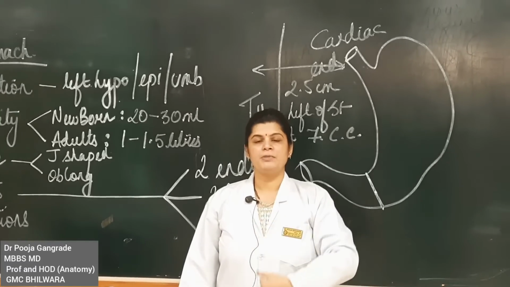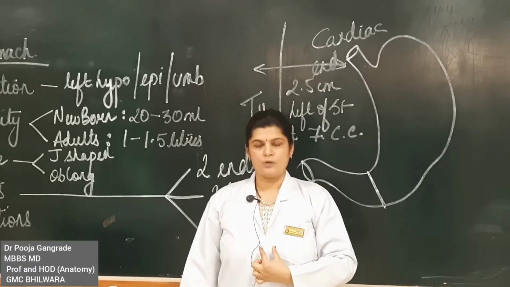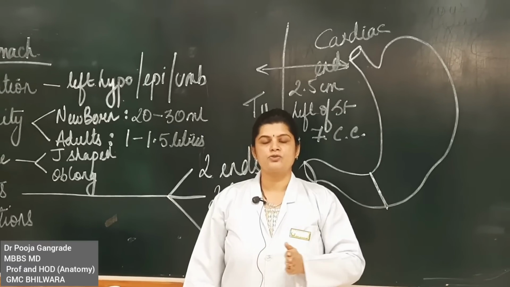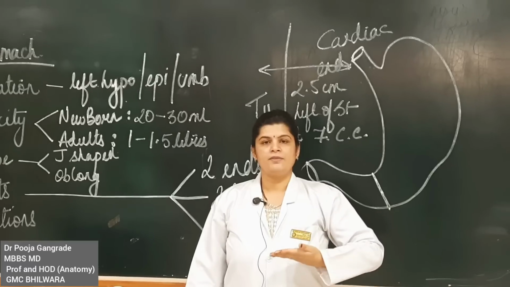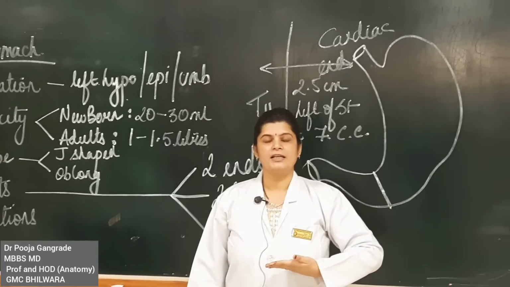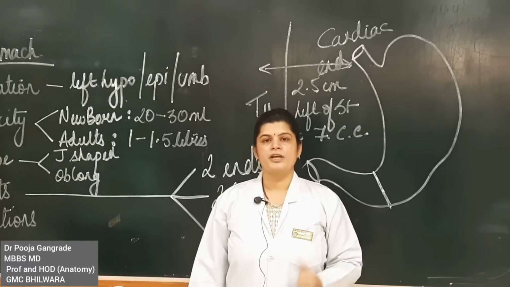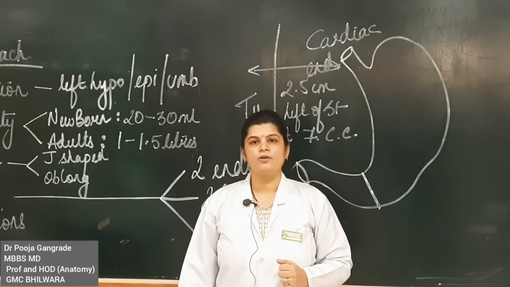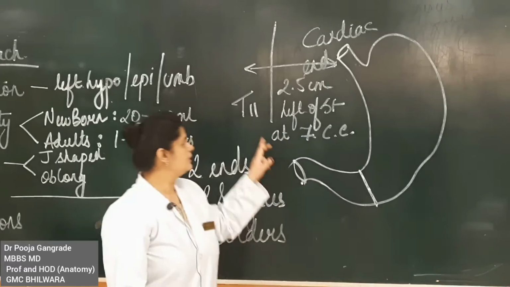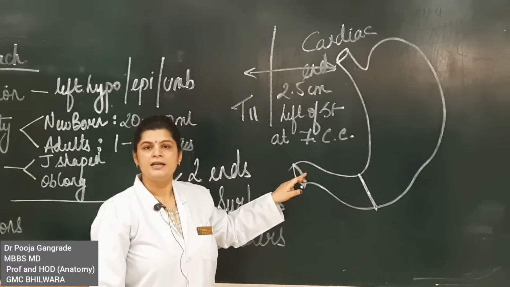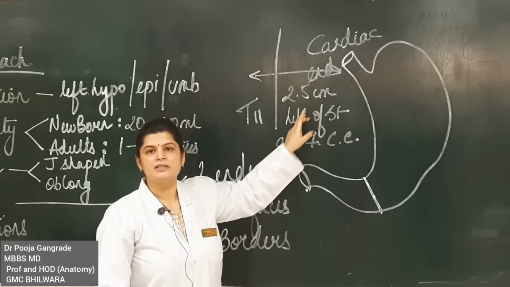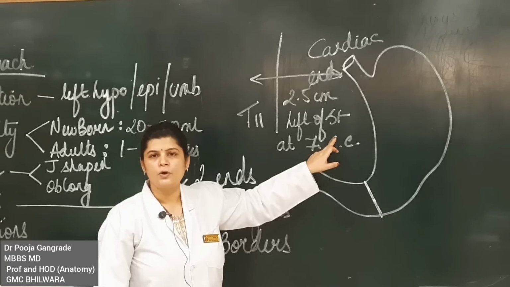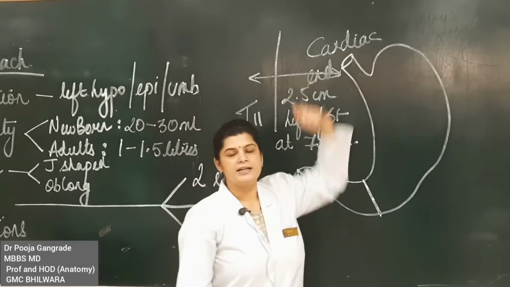If this is the midline through the sternum, around 2.5 centimeters towards the left of the sternum on the level of 7th costal cartilage, or if we want to check from behind, then at the level of the T11 vertebral area. So T11 vertebral area, 7th costal cartilage, around 2.5 centimeters from the left of the midline. This is the cardiac end.